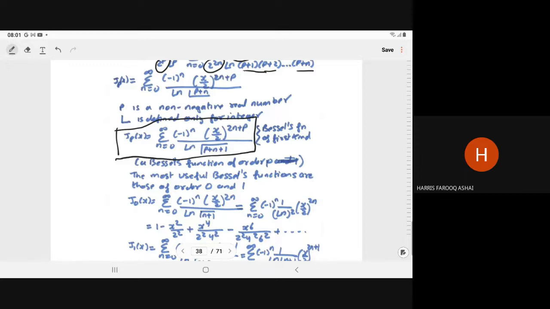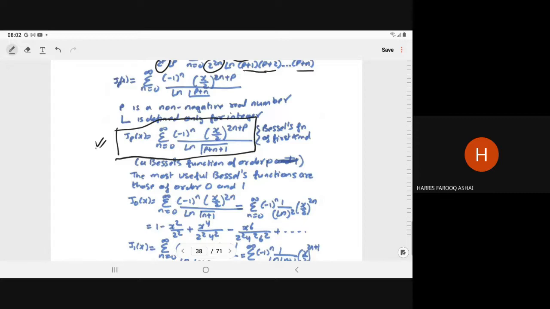The Bessel function of the first kind, we denote it by J_p, which is the standard notation. J_p(x) is equal to the summation n equals 0 to infinity of (-1)^n (x/2)^(2n+p) upon n factorial times gamma of (p+n+1). So this is the Bessel function of the first kind, which we also call the Bessel function of order p.